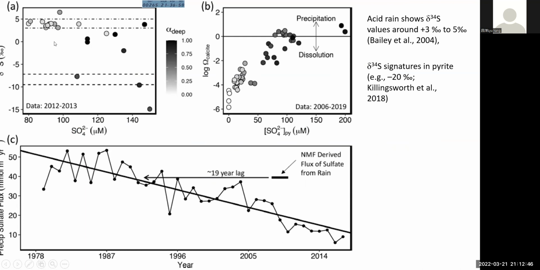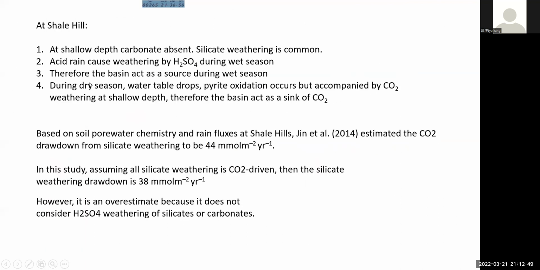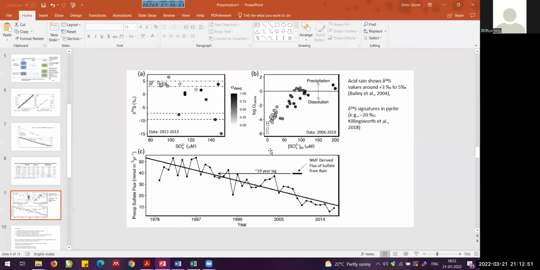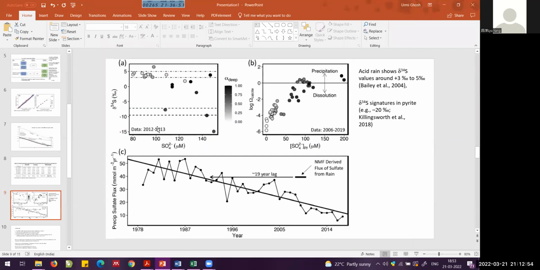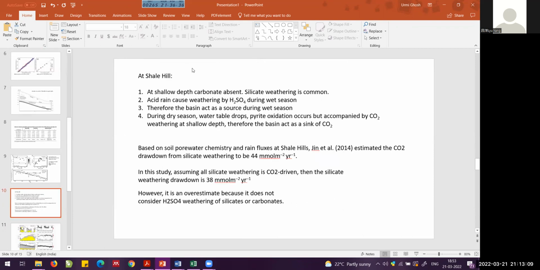They also studied the delta sulfur isotope to understand whether their model fits with the sulfur isotope chemistry or not. According to this model, at Shale Hills, what they predicted is that at shallow depth the carbonate is absent and silicate weathering is more common, and acid water can cause weathering by H2SO4 during the wet season.